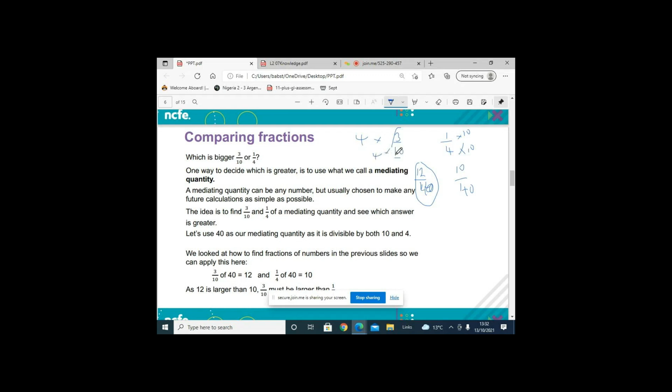So 4 times 10 is 40, 4 times 3 is 12. And this one too: 10 times 4 is 40, and 10 times 1 is what? 10. So that's it. So it's going to be 12. This one is bigger because of what? Of the higher numerator.